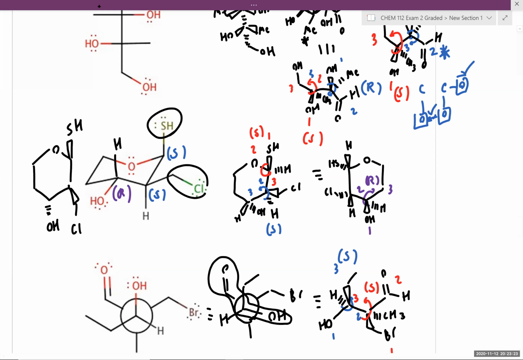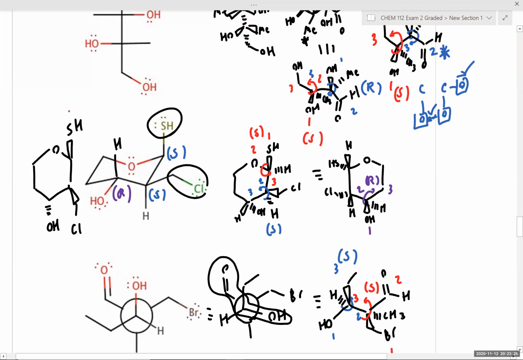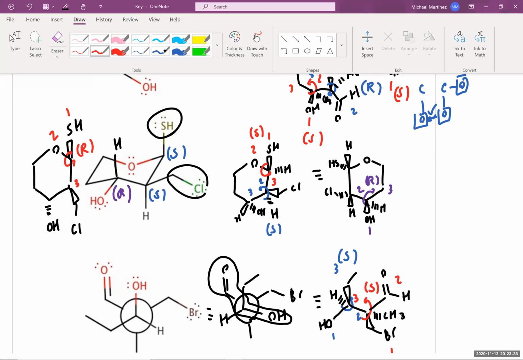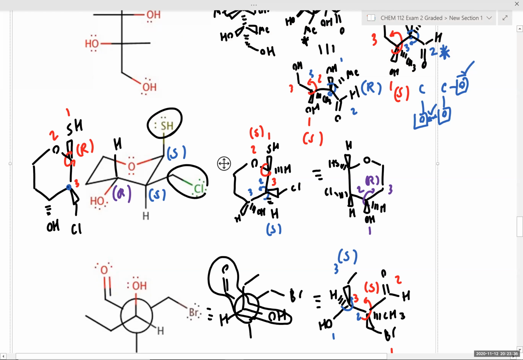So assigning priority, the sulfur is highest priority, the oxygen second, this group is third. So tracing, the first center is R. For our second center, the chloride beats out sulfur. So this alkyl chloride is priority 1, followed by the alkyl thiol, followed by the alcohol containing side chain.